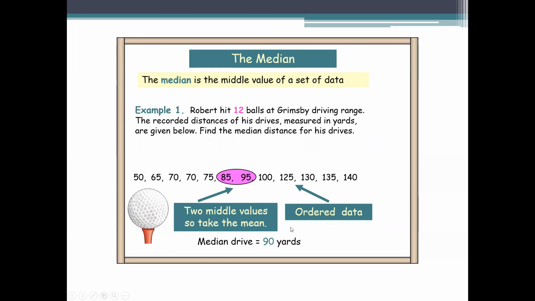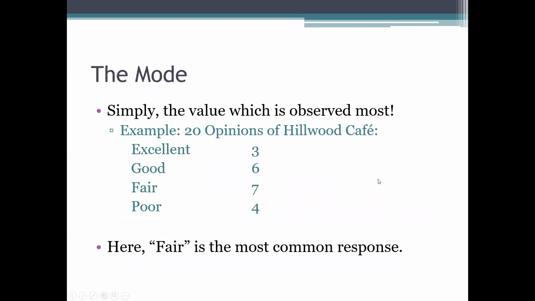A little bit cleaner version here you can see in the slides. All right, now let's talk about the mode next. The mode is the observation that occurs the most. One great thing about the mode is it can work for qualitative data. For example, if you have this place called Hillwood Cafe, and here are 20 opinions of Hillwood Cafe, the most common response, the mode, is fair.